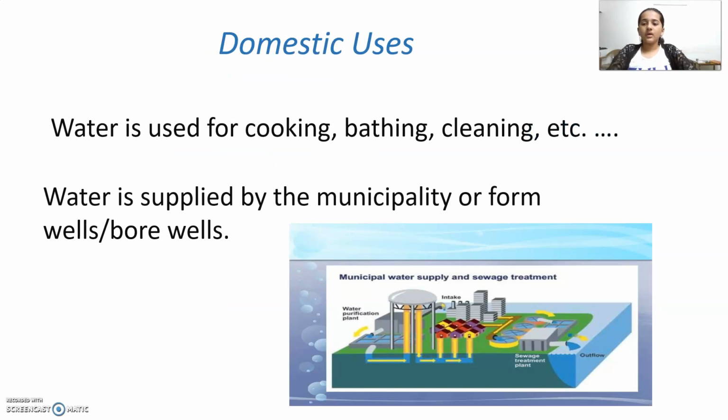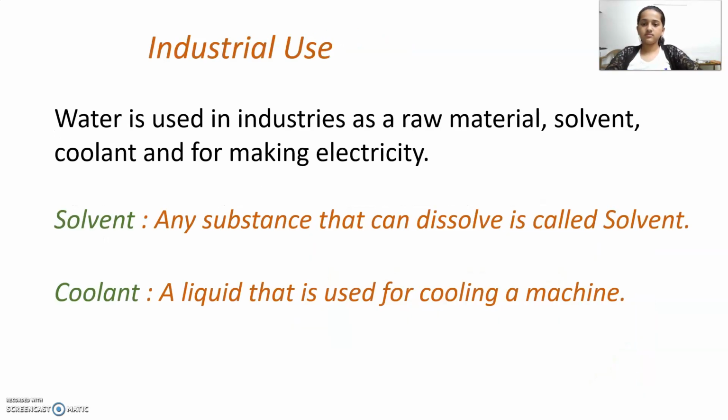Domestic uses. Water is used for cooking, bathing, cleaning, etc. Water is supplied by the municipality or in the form of wells and bore wells. Industrial uses. Water is used in industries as a raw material, solvent, coolant, and for generating electricity. Solvent: any substance that can dissolve other substances is called a solvent. Coolant: a liquid that is used for cooling a machine.